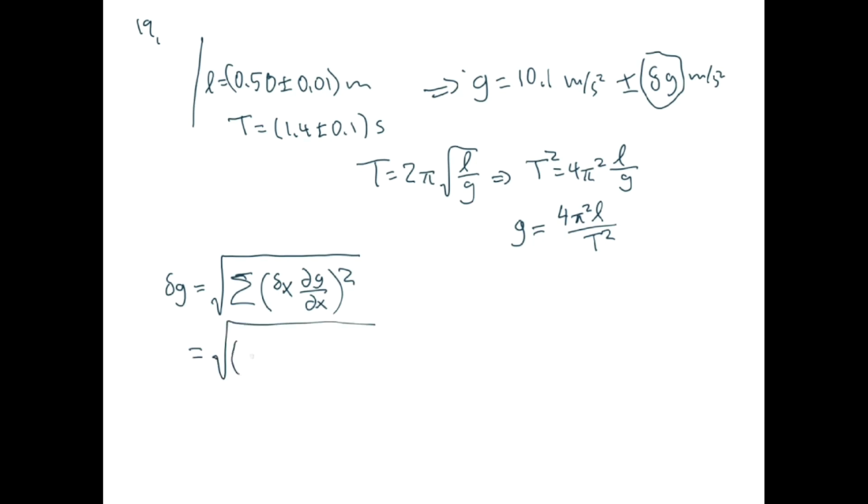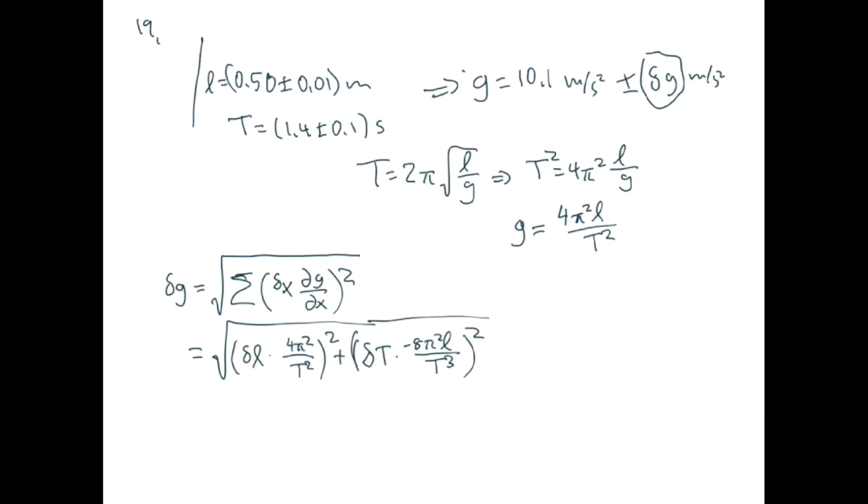So what does this mean for us? Well, it's the uncertainty in L times 4 pi squared over T squared, because an uncertainty in L will increase G by 4 pi squared over T squared times whatever that amount of L is. And so that's our uncertainty from L. Then we can do the same thing for the uncertainty in T times, we'll get negative 8 pi squared L over T cubed, I'm pretty sure.